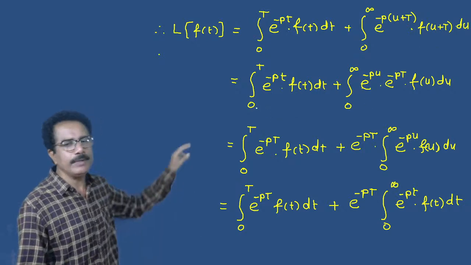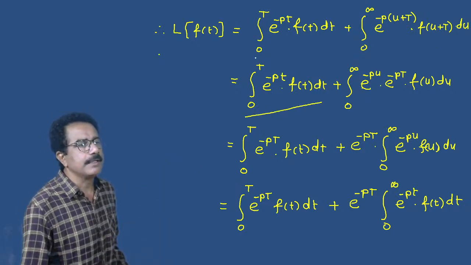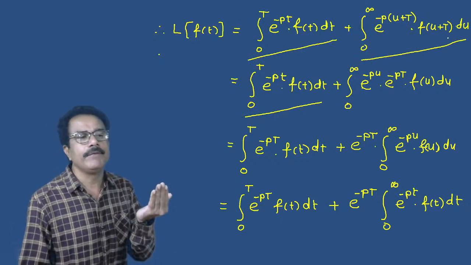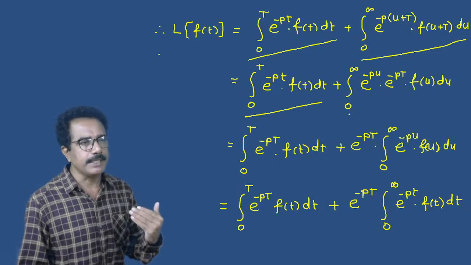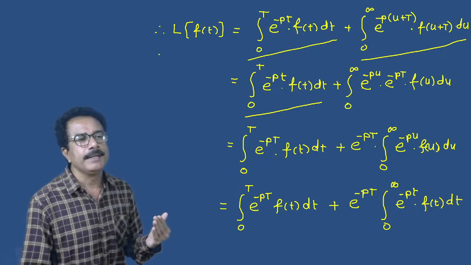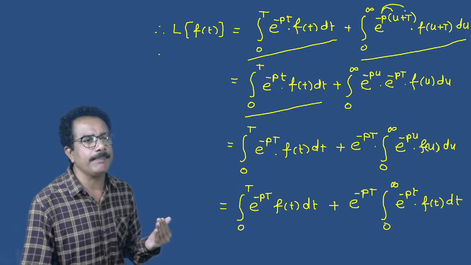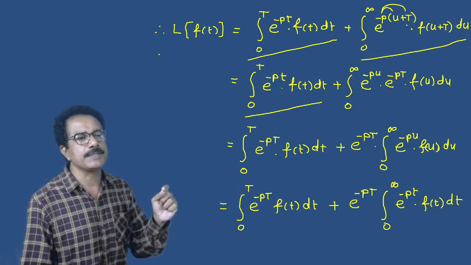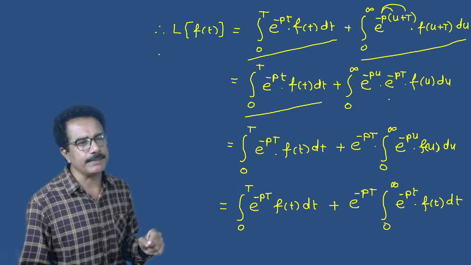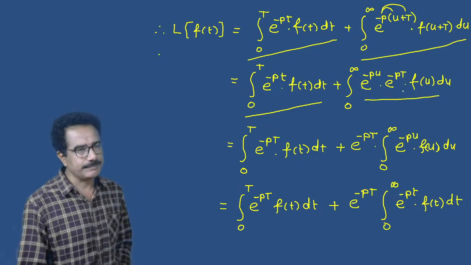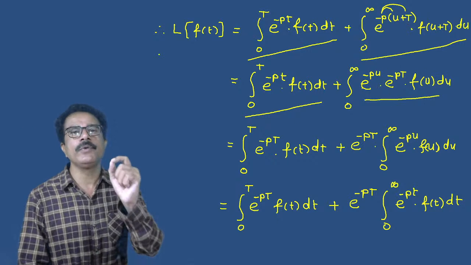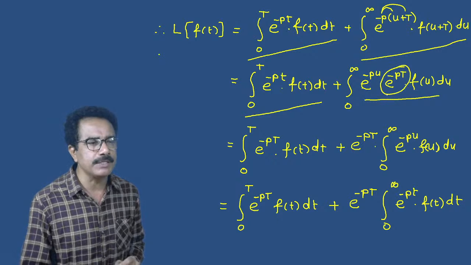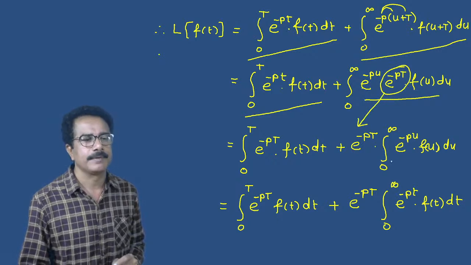Now again we have to solve. Keep this first integral as it is. We have to solve only the second integral because we have substituted the variable in the second integral. Now, integral from 0 to infinity, multiplying by p in the bracket, what will happen? E raised to minus pu into e raised to minus pT f of u plus T du. But in the second integral, u is the variable of integration, integrating with respect to u. So e raised to minus pT is a constant, you can take it out of the integration.